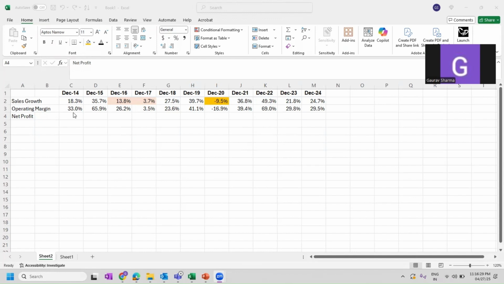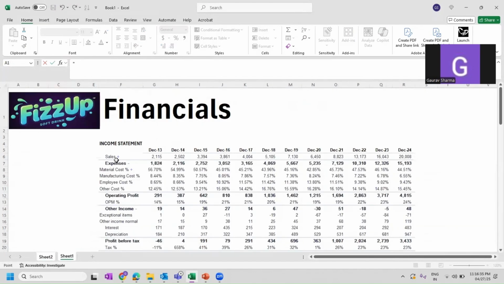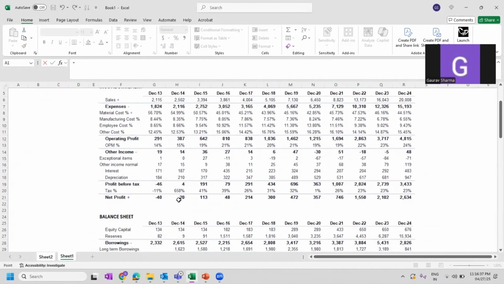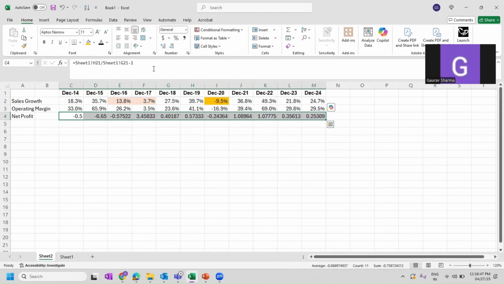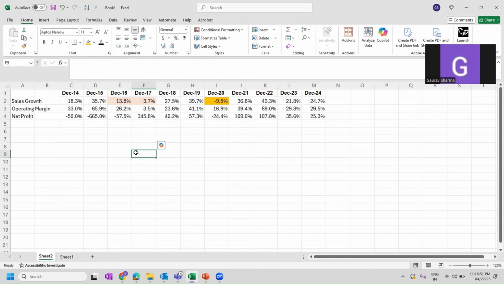So now let's assess the net profit as well, if it's growing at the same rate or not. We'll use the same formula. This is our net profit divided by previous year's net profit minus 1. Copy this formula all the way to the right. Convert it in the form of percentage.